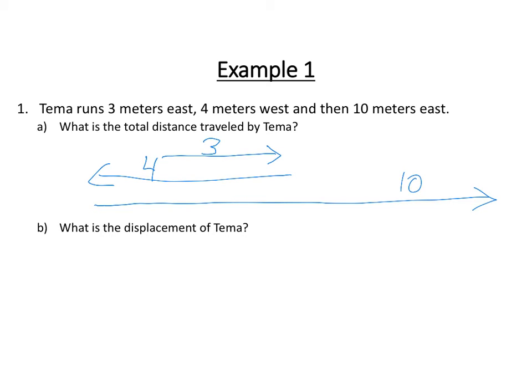Okay, so for total distance, we literally just add these up. 3 plus 4 plus 10. We don't care about the direction. So this is going to be 17 meters. So Tima traveled a total of 17 meters.